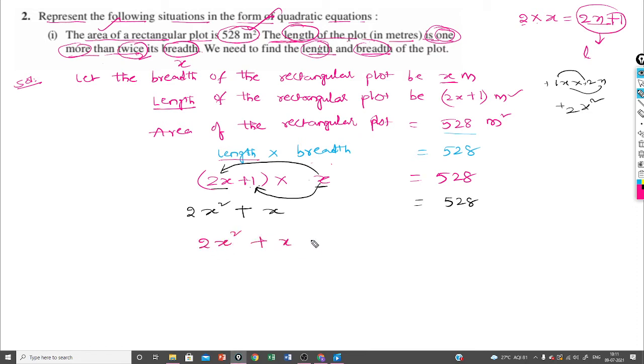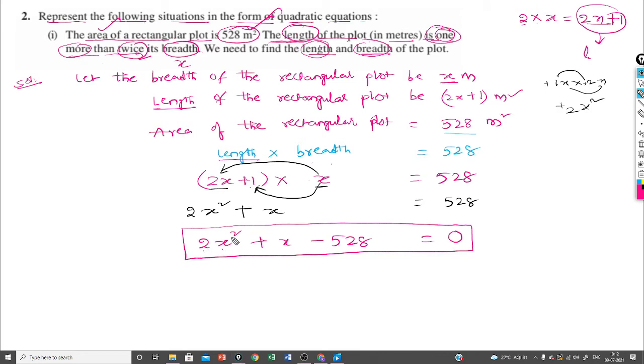So 2x square plus x minus 528. When we transpose to the left side, nothing will be there on the right side, so it will be 0. 2x square plus x minus 528 equals 0. It is in the form of ax square plus bx plus c equal to 0. That means we can write, which is the required quadratic equation.